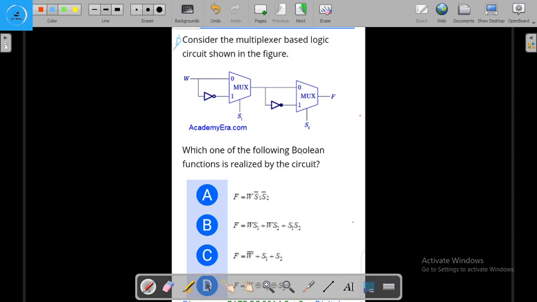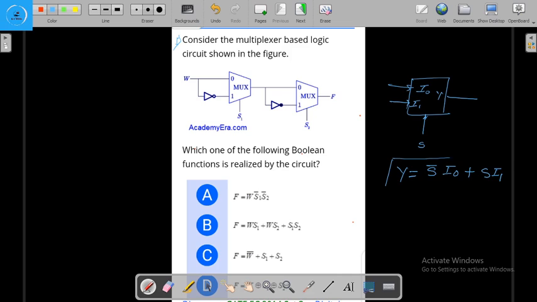So for a 2 to 1 mux, there are 2 inputs, I0 and I1, and there is one select line, S, and one output Y. We know how to find the Boolean function of the output Y. It is S bar I0 plus S I1. This is the Boolean function for the output Y of a 2 to 1 multiplexer, which we have studied in our previous classes.